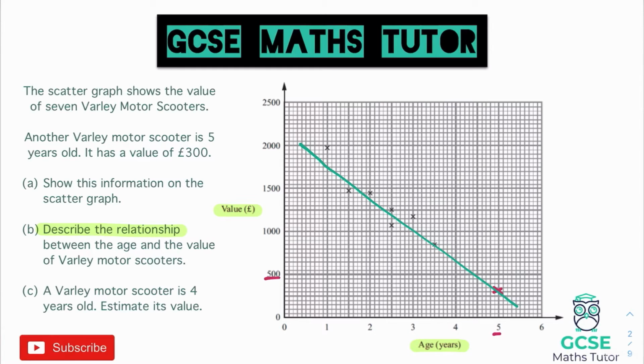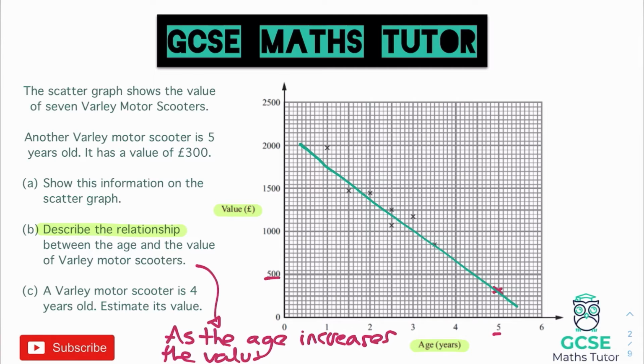Or we could say as the value goes down, the age increases, but it makes a little bit more sense for us to say as the age increases, the value goes down. And that would be our explanation. And we'll write that down here. As the age increases, the value goes down. Let's write that all in. There we go. The value goes down. There we go. So let's have a look at our final part of this question.